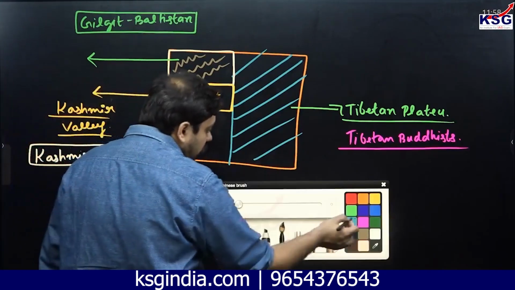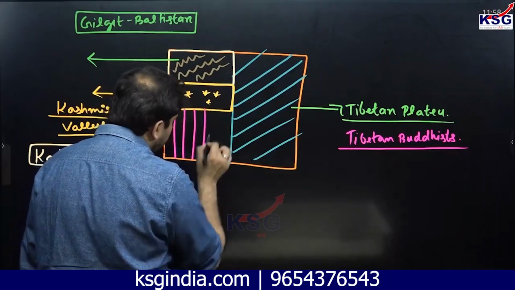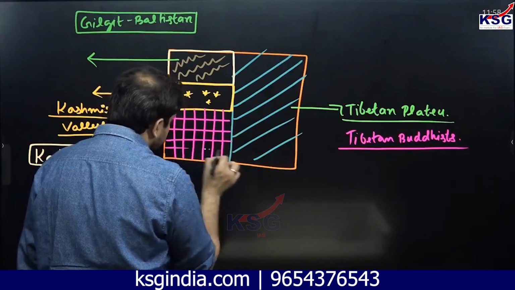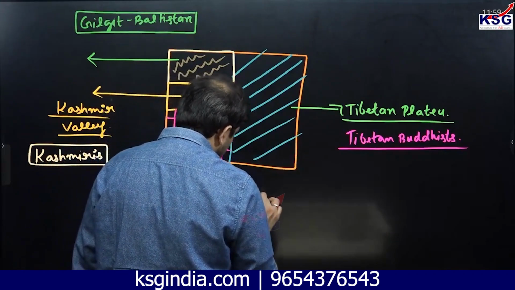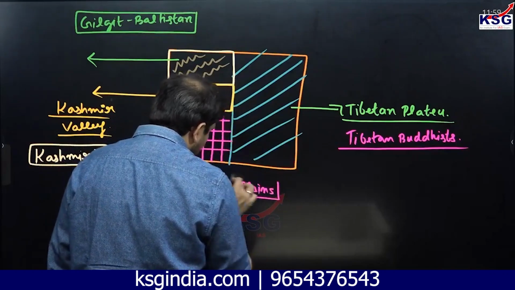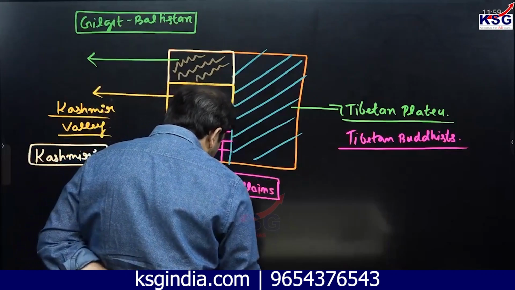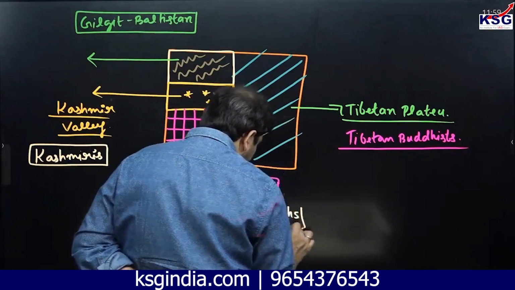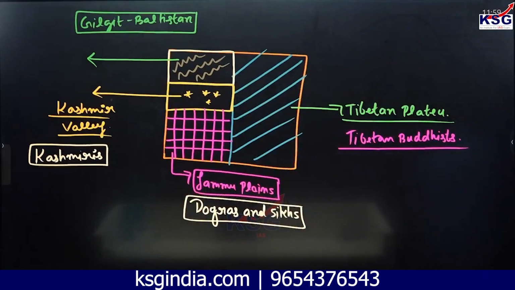And then this area is known as the Jammu Plains. This is a plain area entirely, and the ethnicity prominent over here are Dogras and Sikhs. So this is a simple geographical, or ethno-geographical, map of Kashmir, which divides Kashmir into these 3-4 regions.